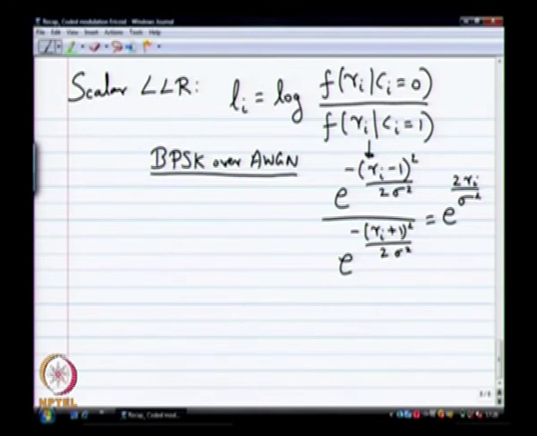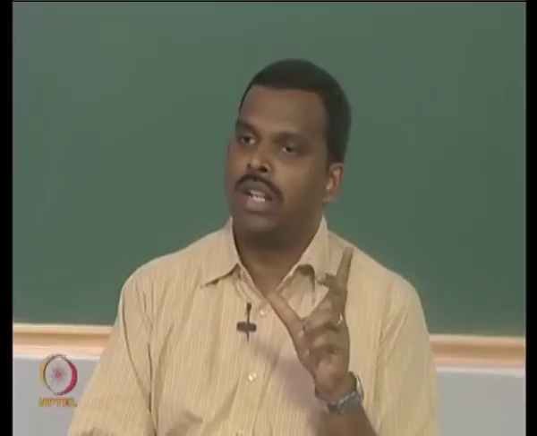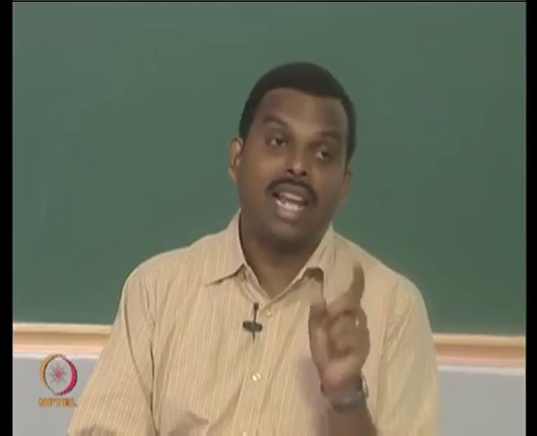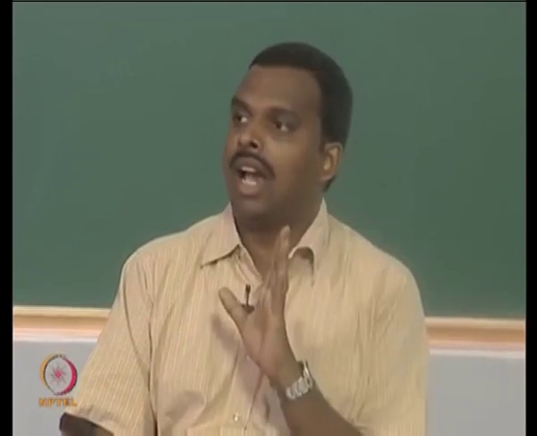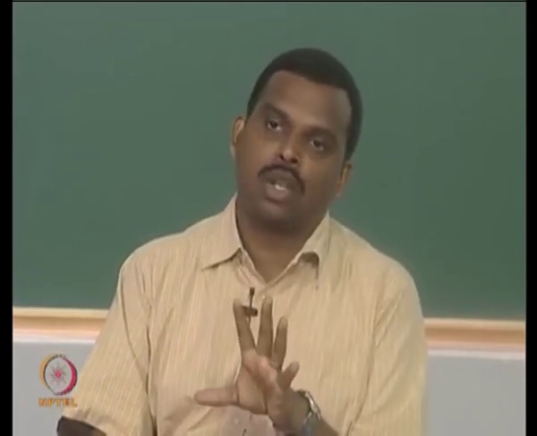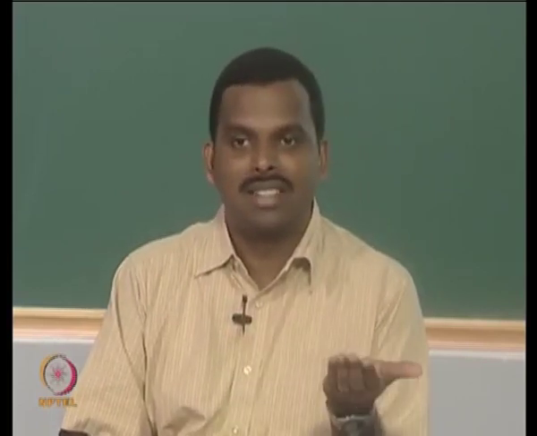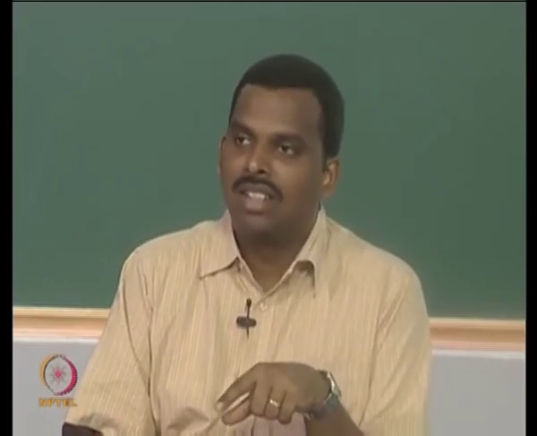So it works out like this. When you take the logarithm, you will get 2 r_i by sigma squared. So, for BPSK over AWGN, the scalar LLRs have this very simple expression, 2 r_i by sigma squared. The i-th received value, you simply scale it by 2 by sigma squared, and you get the scalar log likelihood ratio. Remember this is only for the i-th position given the i-th bit, r_i given c_i, that is all. What you really want is the vector LLRs.